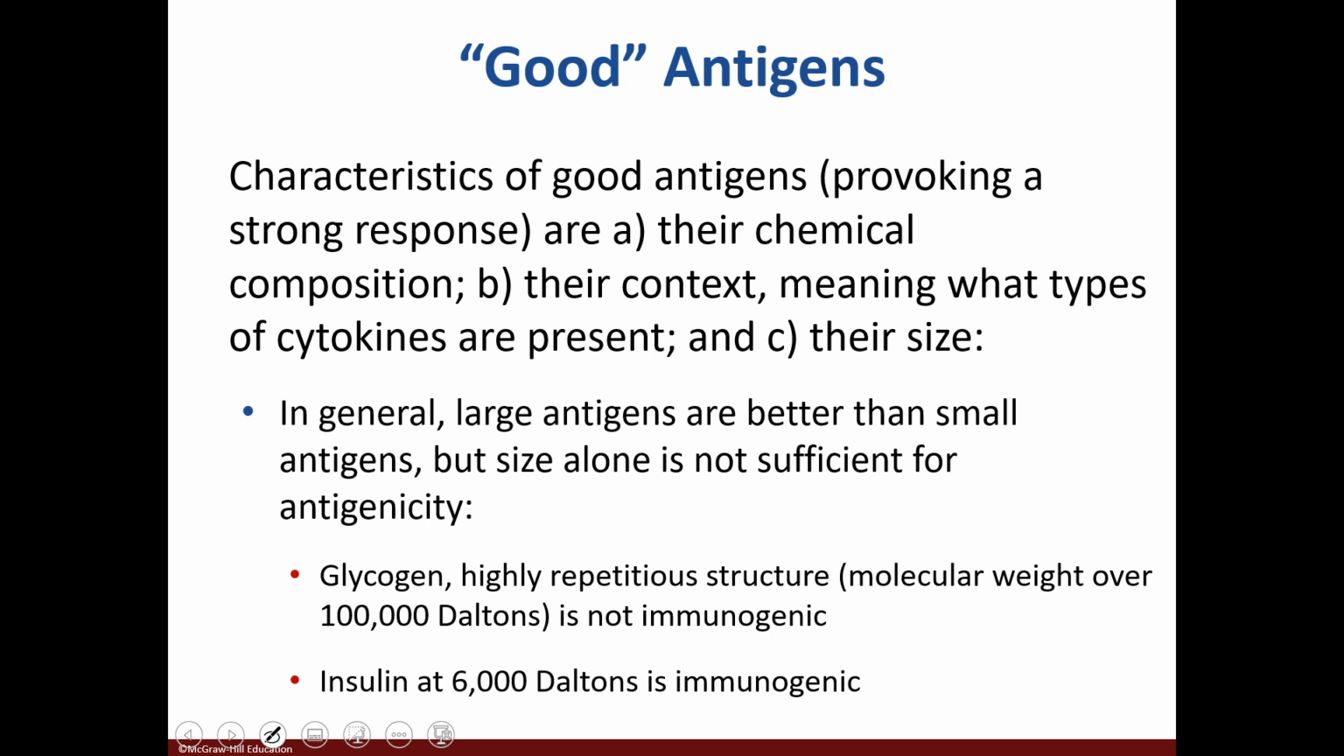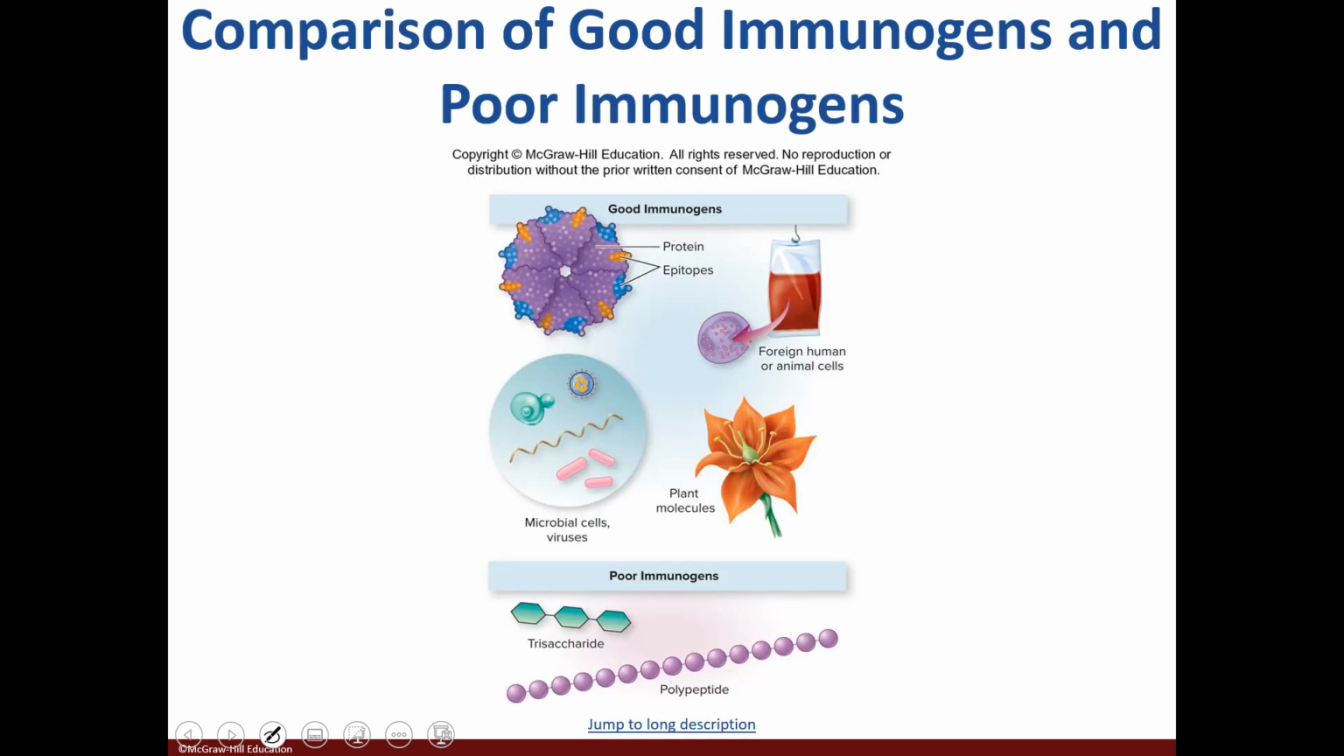A good antigen is one that generates a strong response from our immune system by its chemical makeup, complexity, and size. Generally, larger antigens generate a stronger response, but that isn't always the case. Some good immunogens would include proteins, foreign cells, plant substances, and microbes and viruses. Poor immunogens that generate a weak response include trisaccharides and polypeptides.